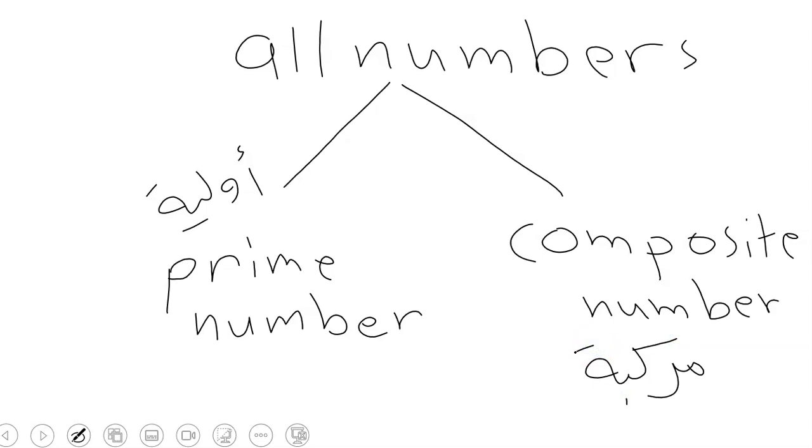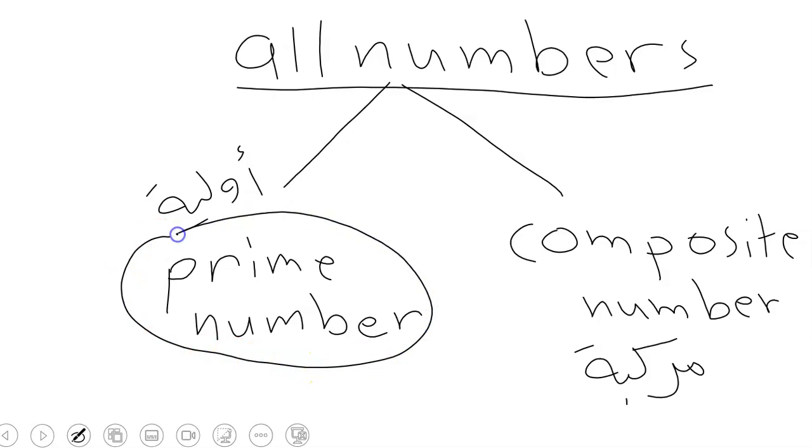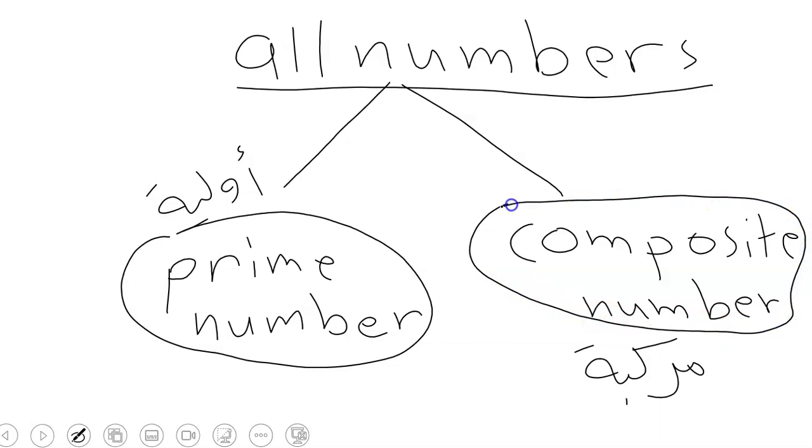We will talk about each group separately inshallah. So all numbers can be separated or sorted into two groups. The first group is prime numbers, الأعداد الأولية. The second group is composite numbers, الأعداد المركبة.